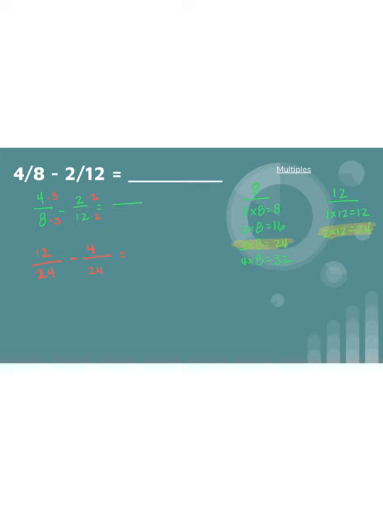Okay, so I'm looking, are my denominators the same? If they are, I can just write a 24. And then 12 minus 4 is going to be an 8.